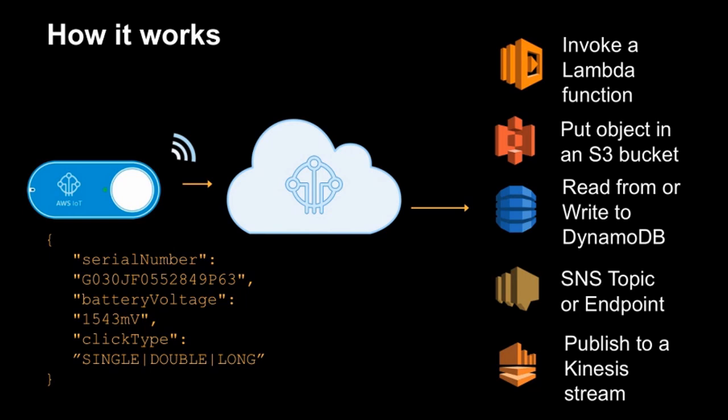All of these clicks will go through to AWS IoT, and by default, it will invoke a Lambda function. But since now it's an AWS IoT rule, you can do other things like put that JSON document into an S3 bucket, push the data into DynamoDB, or publish on a Kinesis stream.